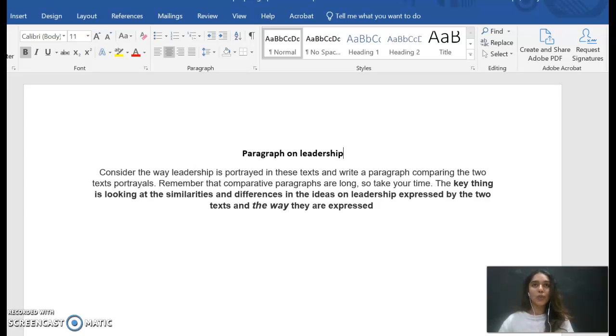When you get given an essay topic, you have to be able to explore the idea. What that means is you are going to be looking at the similarities and the differences in the ideas of leadership expressed in the two texts, and also the way they are expressed. So basically you are looking at what Ransom is saying about leadership, all the different things that Ransom is saying, then what the Queen is saying about leadership, how they are different and how they are similar.